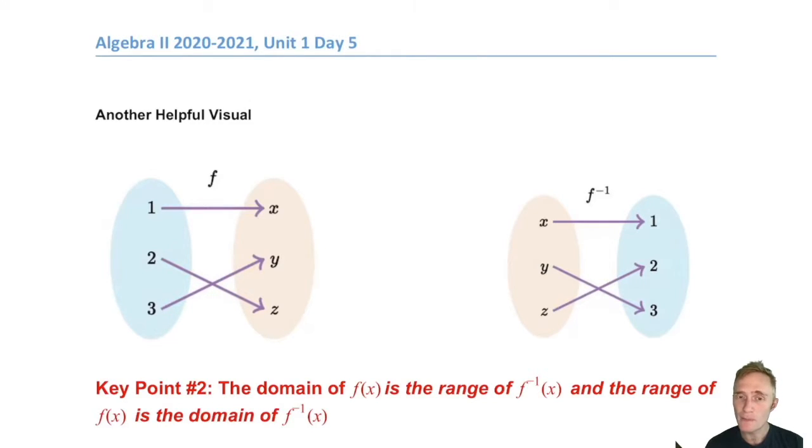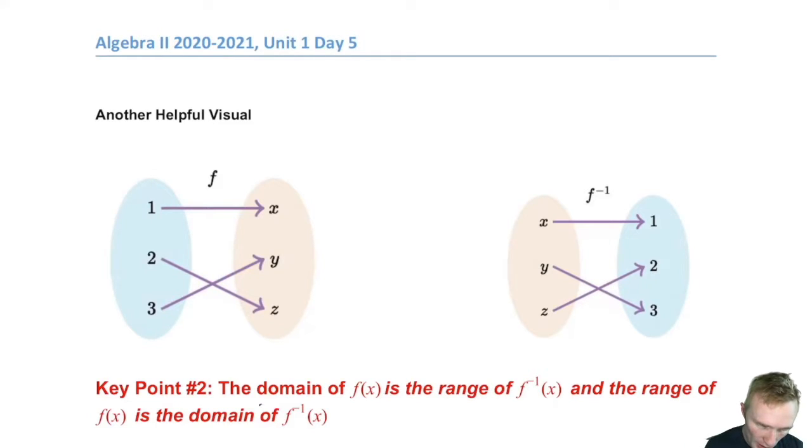If we look on the right, we're undoing all of those relationships. So we take that x and we put it into the inverse function's domain, and out comes a 1. We take a y, we get back a 3. We put in a z, we get out a 2. So it's undoing everything that this original function has done.